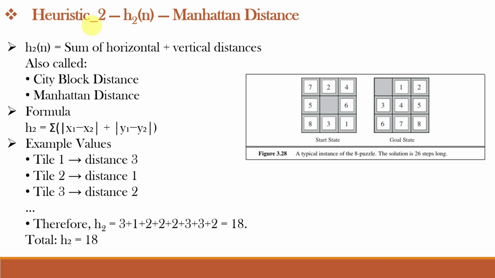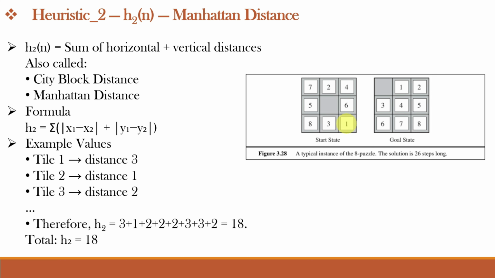Okay, now let us look at our second heuristic, h2 of n, which is famously known as Manhattan distance or city block distance heuristic. City block distance can be understood like this. Imagine you are walking in a city with a grid of streets where you can only move in straight horizontal or vertical direction, but never diagonally. So for every tile in our 8 puzzle, we simply count how many total blocks or steps it must travel to reach the correct goal position.